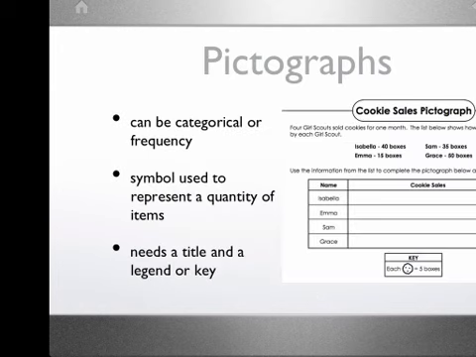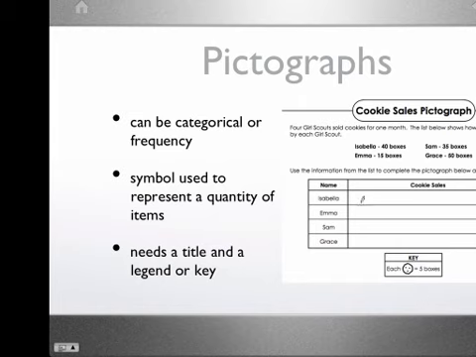When we talk about pictographs, there are a couple of features that are important. First of all, it can show categorical information. It can also show frequency of your data. The most important thing to notice, though, about pictographs is that it has to have some sort of a key. There needs to be some symbol that represents a particular quantity of items.